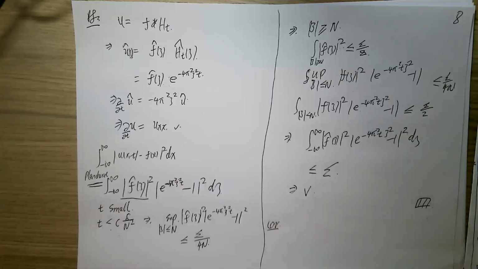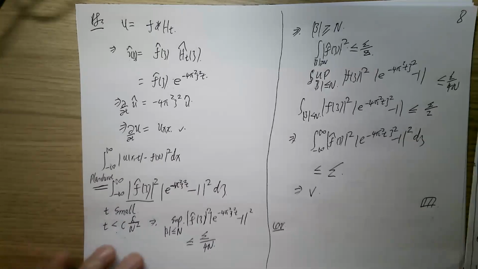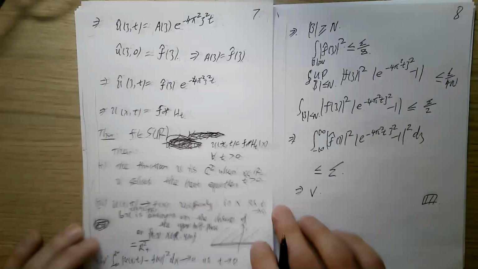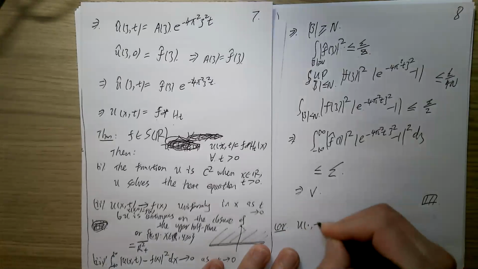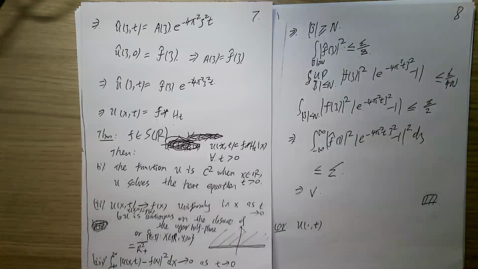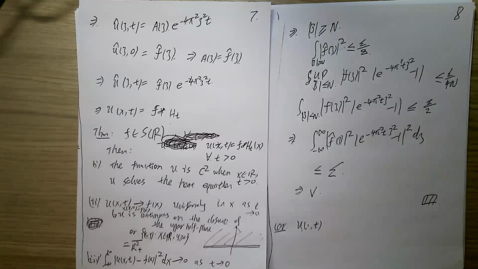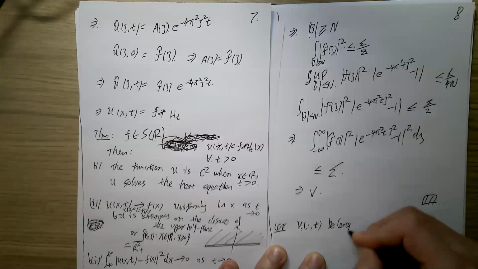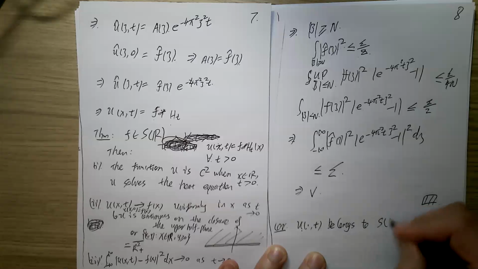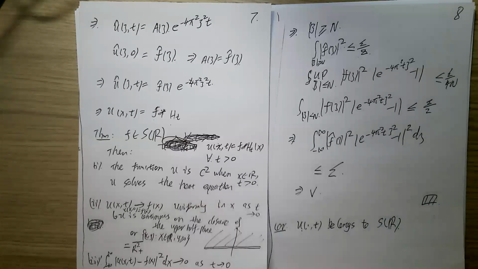And there is a direct corollary to this theorem, which is now: if you look at this u for any given t, you try to look at this function in the x variable. Okay, for any given t, it is a function in x. Then we can know that this function belongs to the Schwartz space S(R). And actually, it belongs to S(R) uniformly in t.